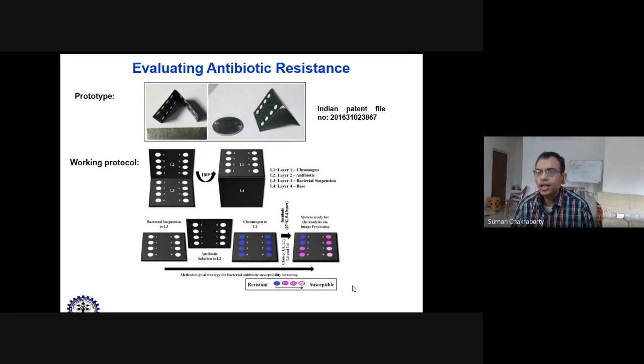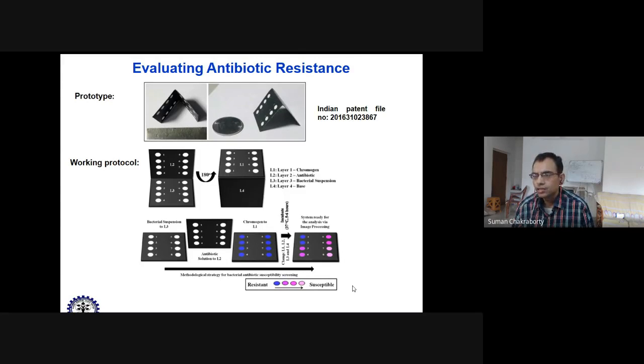So how do we assess this antibiotic resistance? This is an example where there is a urinary tract infection with E. coli, so that bacterial sample is isolated. This is a 3-dimensional paper microfluidic platform patented by our group. So you dispense that in a microfluidic unit where there are 4 layers.